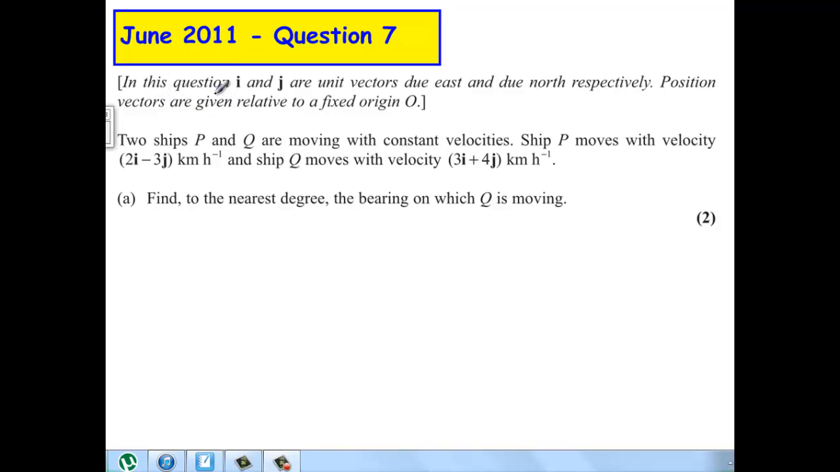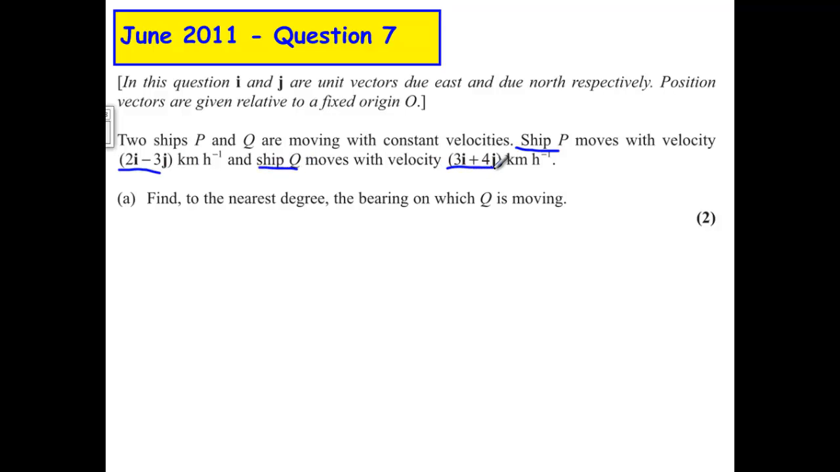And just like all vectors questions really, i and j are unit vectors going due east, so you can think of that as a positive x-axis, and due north, which is like a positive y-axis, and the position vector is given relative to fixed origin O. So we're going to start by looking at this question. Two ships P and Q are moving with constant velocities. Ship P has velocity 2i minus 3j, and ship Q moves with velocity 3i plus 4j.